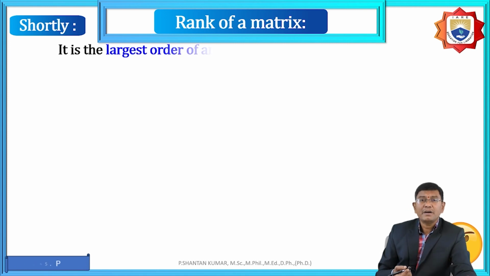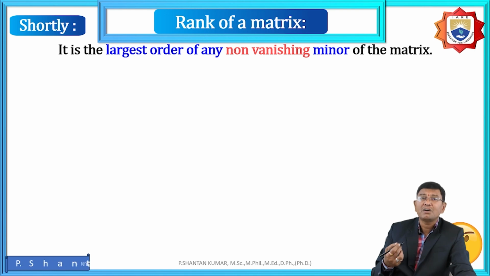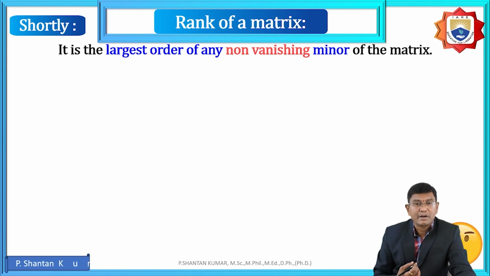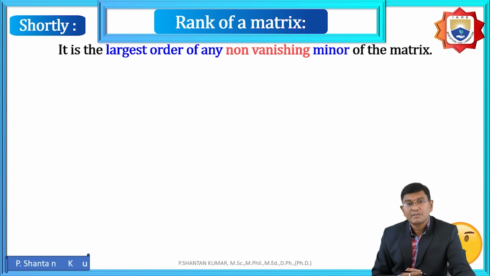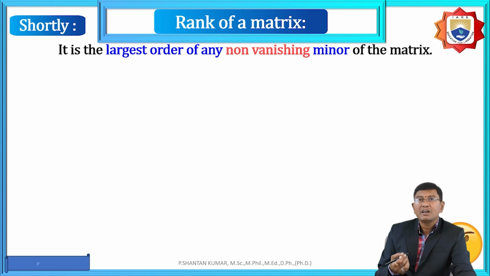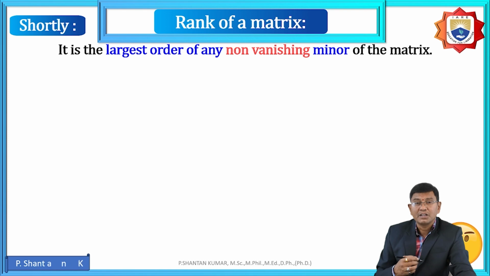Here, the rank of a matrix, in short, is the largest order of any non-vanishing minor of a matrix. This is a single statement, the definition of the rank of a matrix. It is the largest order of any non-vanishing minor of the matrix. And here we need to understand the terminology one by one.